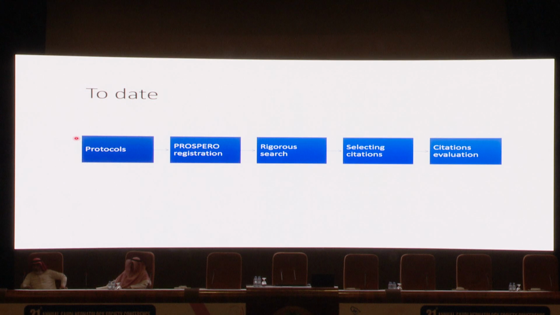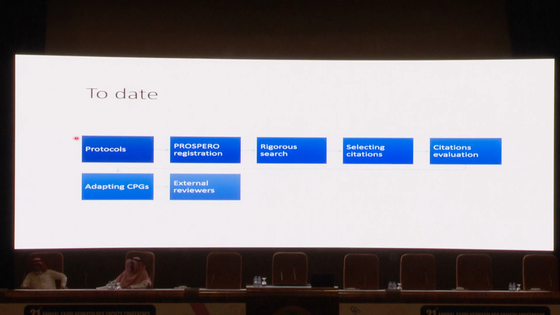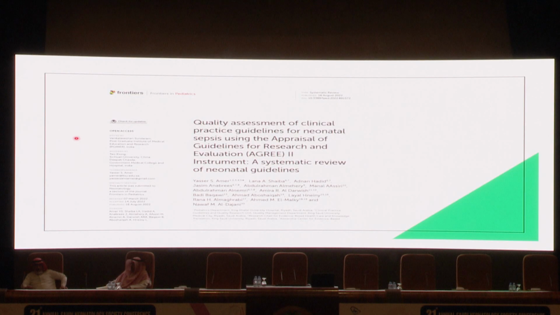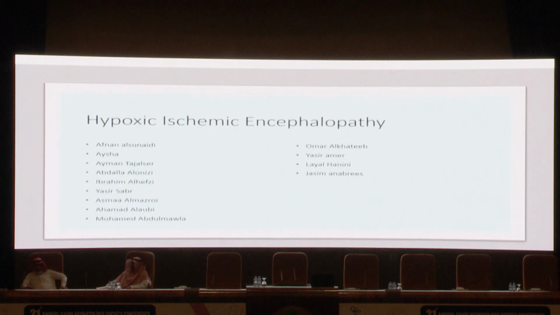So in summary, we make protocols. We register in Prospero, an international organization. Rigorous search with very detailed citations, selection of citations, evaluation of citations, adapting of the clinical practice guideline. Then we send it for external reviewers, international CBG registration, and then we send for approval. This is the first publication. We published the appraisal of guidelines, a systematic review of neonatal guidelines, in Pediatrics.